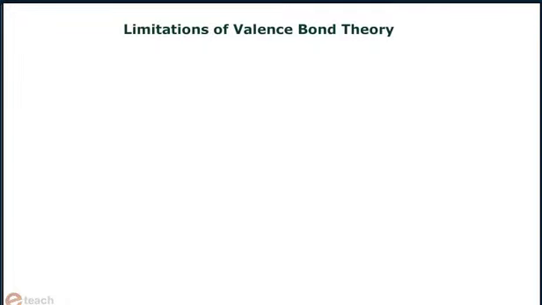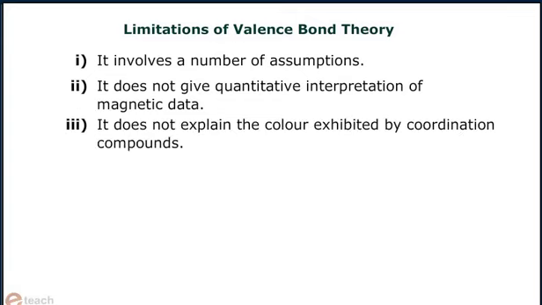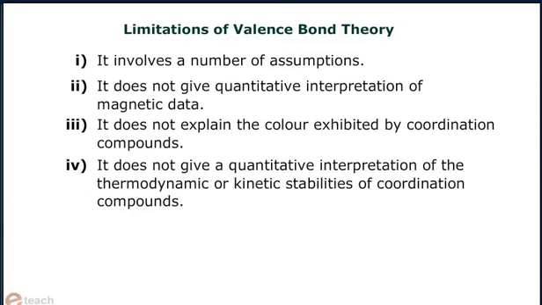Now we will see the limitations of valence bond theory. First, it involves a number of assumptions. Second, it does not give a quantitative interpretation of magnetic data. Third, it does not explain the color exhibited by coordination compounds. Fourth, it does not give a quantitative interpretation of the thermodynamic or kinetic stability of coordination compounds.